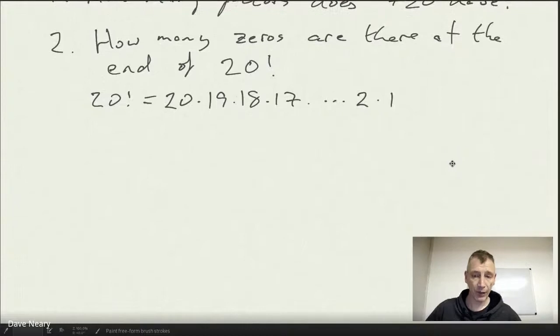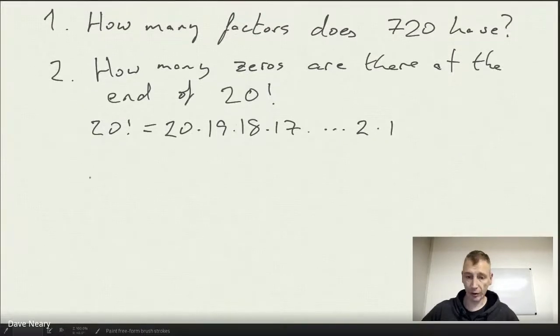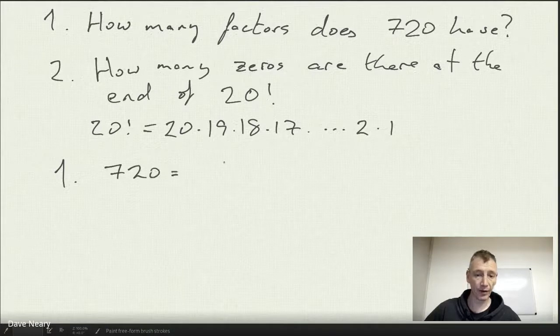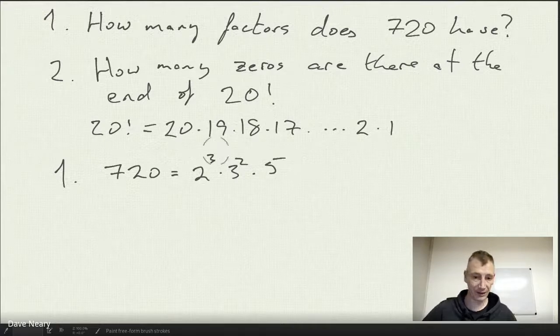Okay, so let's look at question 1. How many factors does 720 have? Well, 720 is equal to 2 cubed times 3 squared times 5. Actually, you know what? It's 2 to the power of 4. It's 36 times 10 times 2.